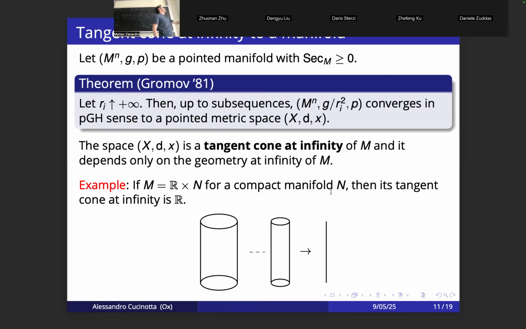If our manifold is of the form R times something compact, when we rescale the metric, when we zoom out, the vertical line stays the same, and the compact slice gets shrunk to a point. So the tangent cone at infinity of a cylinder is going to be a line, as one would expect. Questions on this? No. Perfect.